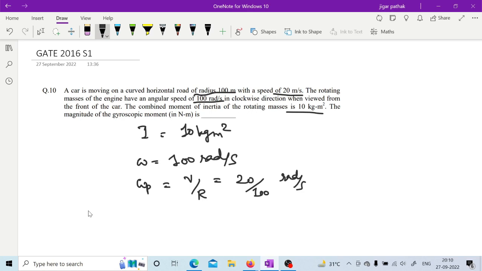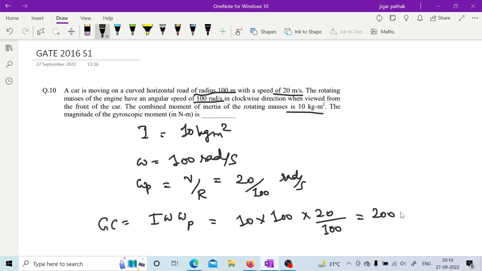Once you have all this, I omega omega p will be your gyroscopic moment. A gyroscopic couple will be I omega omega p. So I is 10, omega is 100, then 20 by 100, so it will be 200 Newton meter. This is how you have your gyroscopic couple.